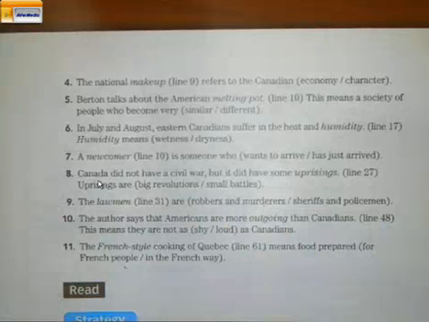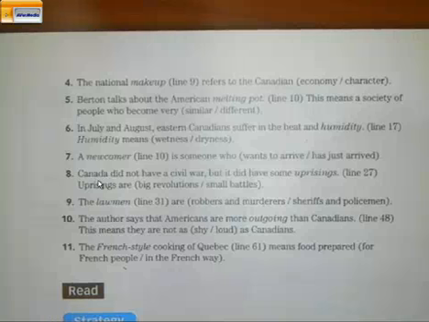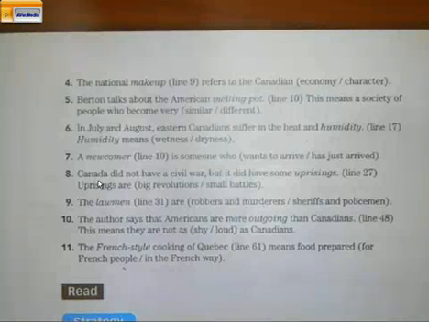The author says that Americans are more outgoing than Canadians. This means they are not as shy as Canadians. If you are outgoing, it means you are not shy. Outgoing means you talk to people, you welcome friends, a lot of friends, you speak to them, you are not shy.